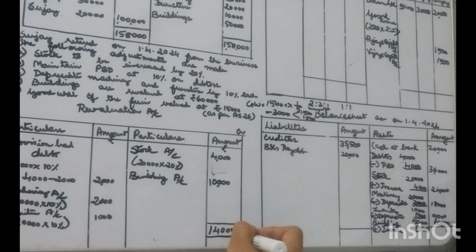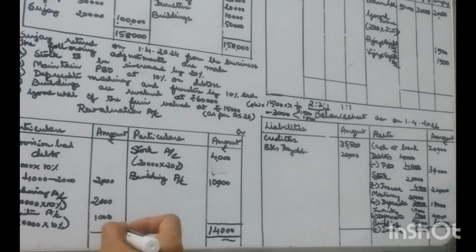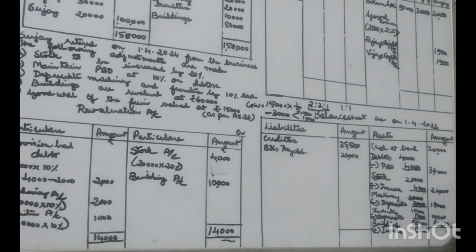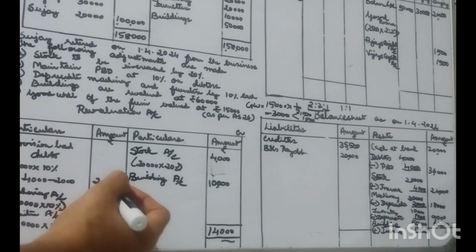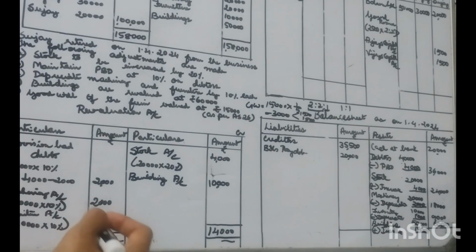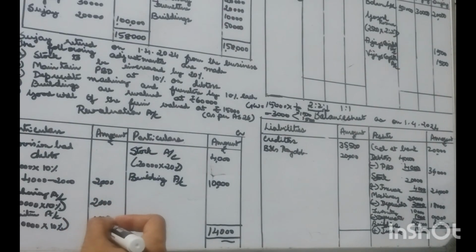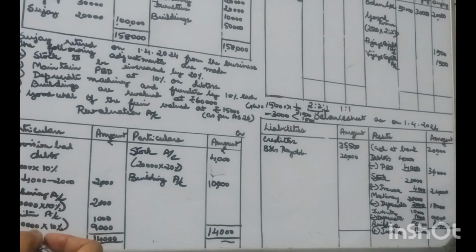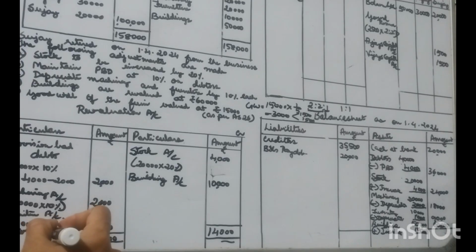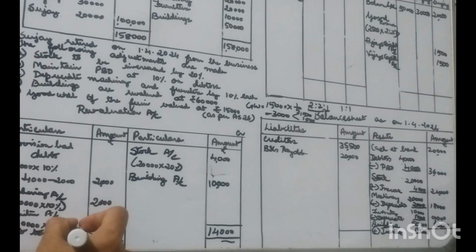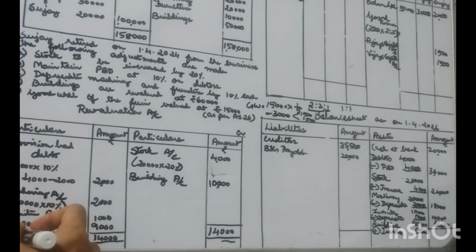So write the same total under the debit side also, 14,000. So from 14,000, as we deduct 2,000 as well as 1,000, there is a profit on revaluation. This profit has to be transferred to partners' capital account.